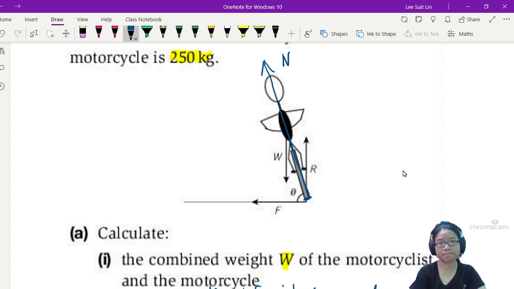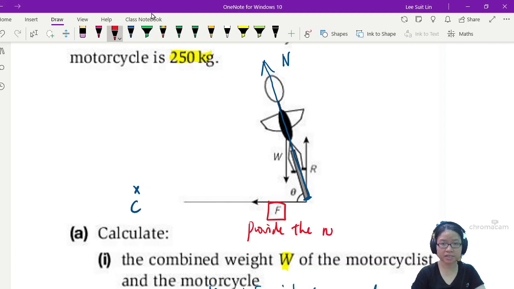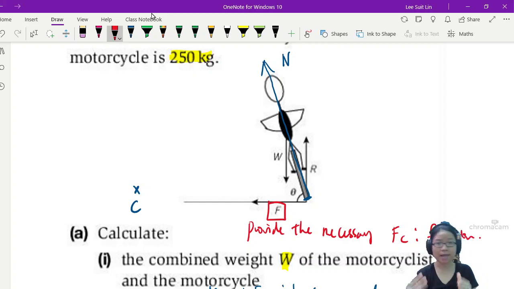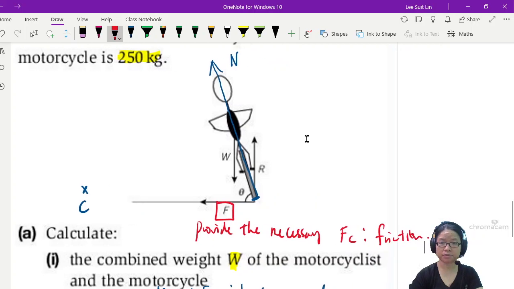This is our F. You can see the reason why you lean towards the center of the circle, because the center of the circle is here, is so that this F gets to provide the necessary centripetal force, and this force is friction. Friction between the wheels and the curved track. I'm just going to be a bit more specific here.